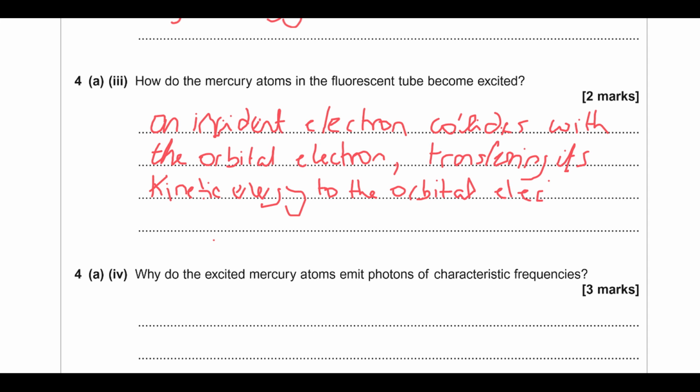I always imagine it like your orbital electron is basically just sitting there. An incident electron comes in, gives it a whack, and it moves to a higher energy level. That's kind of what is going on in my head there.